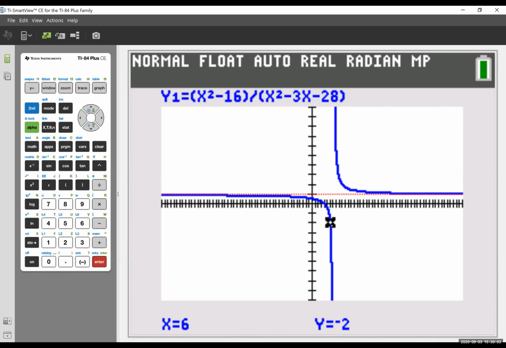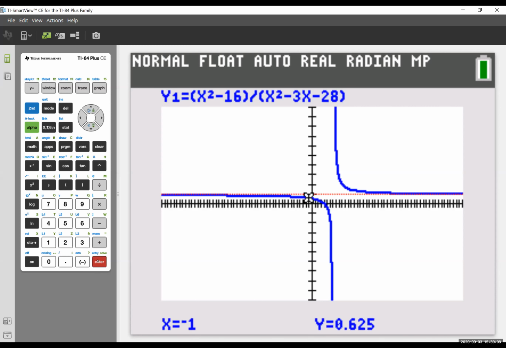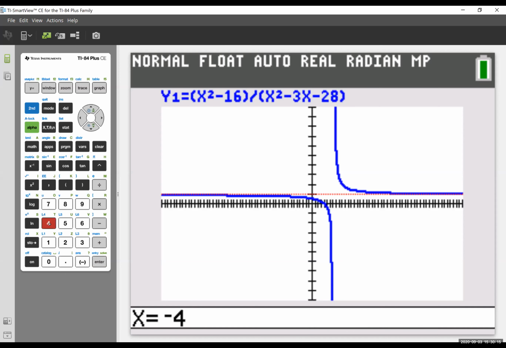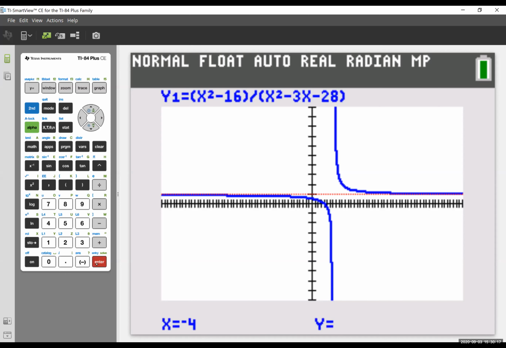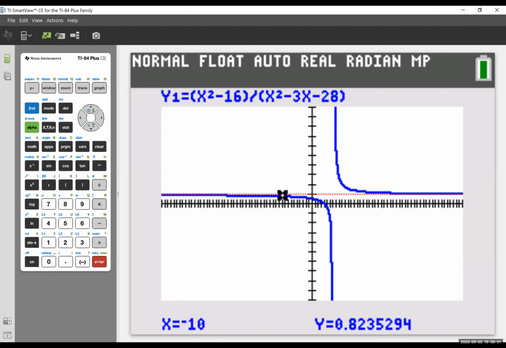But if we keep playing, let's go x equals negative 1. It gives you a corresponding y value. Even when you press where the hole is, this is why I like this part. When you press x equals negative 4, you notice there's no y value, and that's correct because that's where the hole is. But keep pressing numbers to the left of negative 4, like negative 10. And notice what type of y value you get. It looks like we have 0.8, so that's still smaller than 1. We're not crossing that yet.